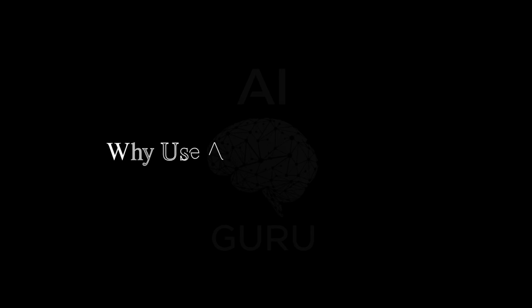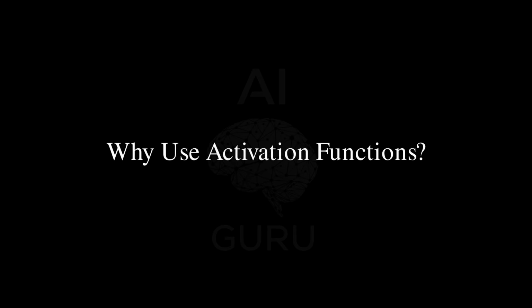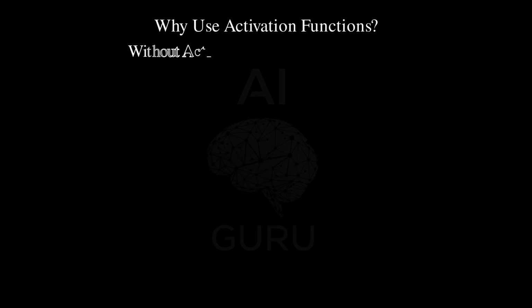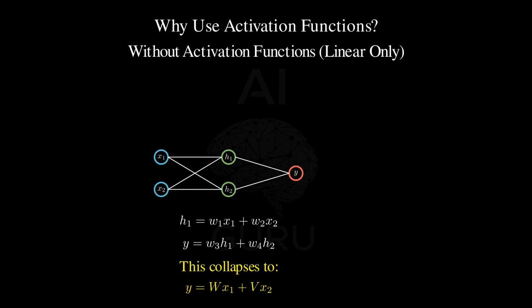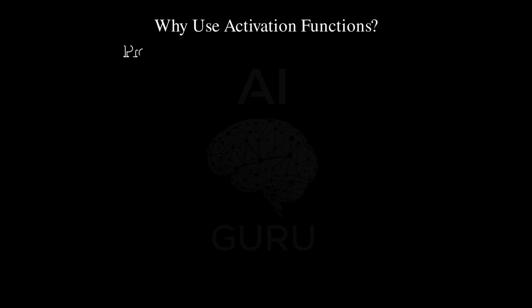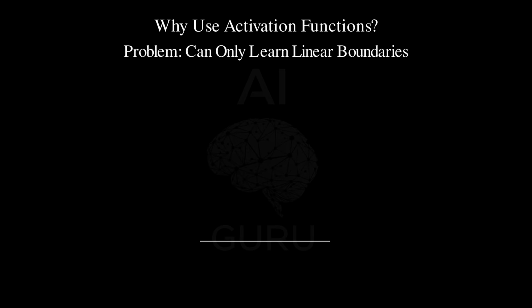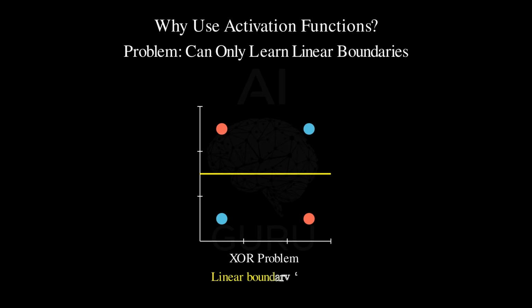If you only used a linear activation, or no activation, which is the same thing, then stacking layers would be completely pointless. Why? Because a linear function of a linear function is still just a linear function. You can stack 100 layers, and the whole network would collapse down into a single, complicated, but still fundamentally linear model. So you'd basically just have a very fancy version of logistic regression. Precisely. It could only learn to separate data with a straight line or a flat plane.